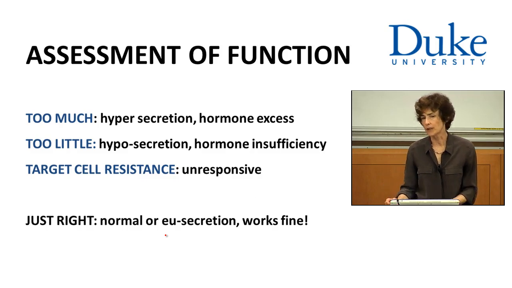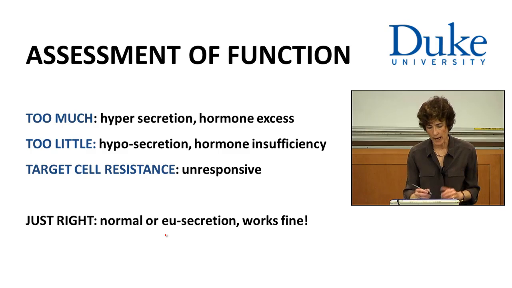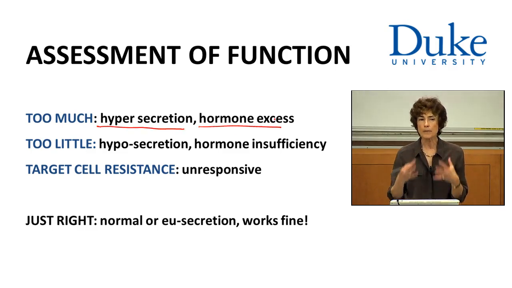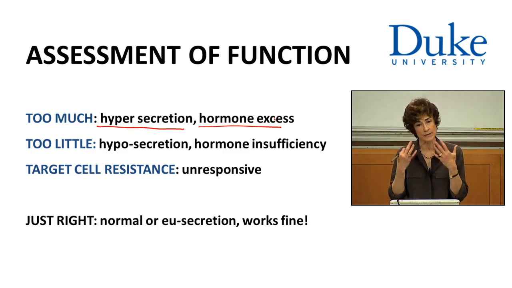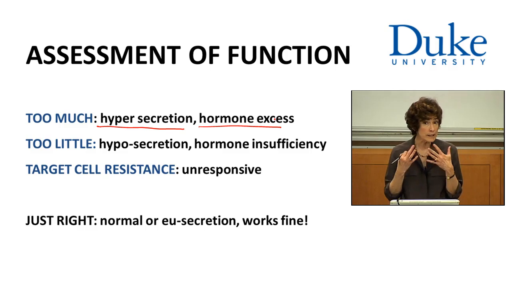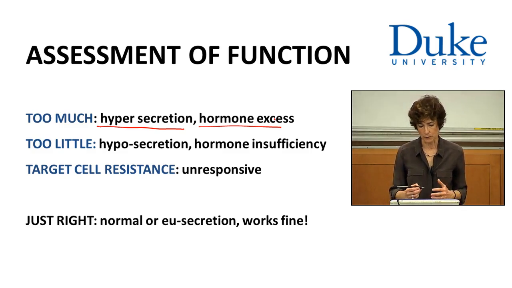So assessment of function. As we said the last time we were in here, if we have too much hormone, then we have a hypersecretion of the hormone. We have hormone excess. And the problem with this situation is that you can have downregulation of the target cell receptor. So we could desensitize the system so that it's not recognizing and it's not giving us the biological activity. Or we can have a really, really strong response. And so we have an over-response to the amount of hormone that's being available.